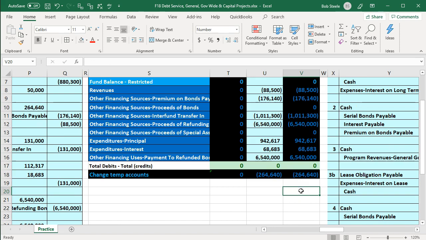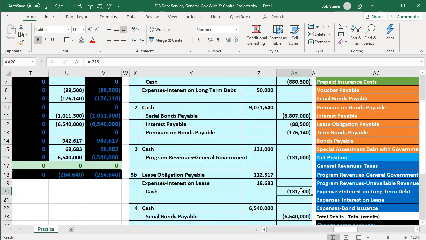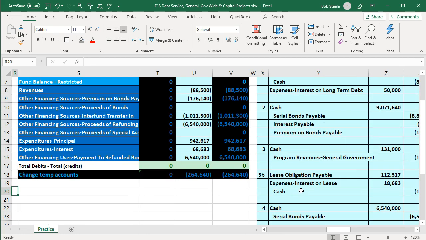Okay, so let's now go back. There's not going to be any transaction to the capital project fund or the general fund.